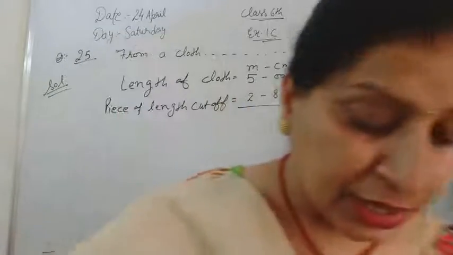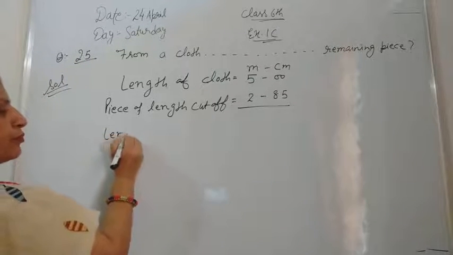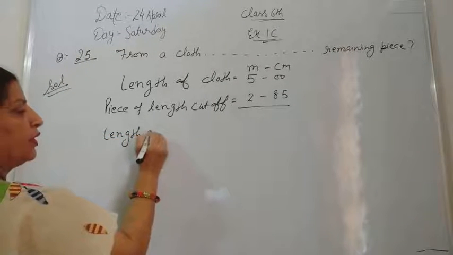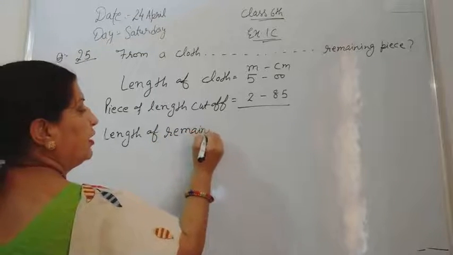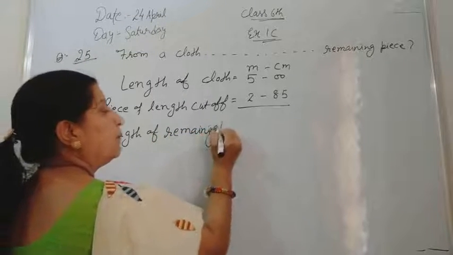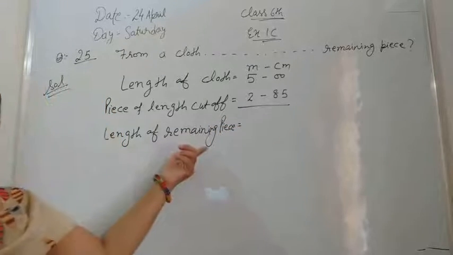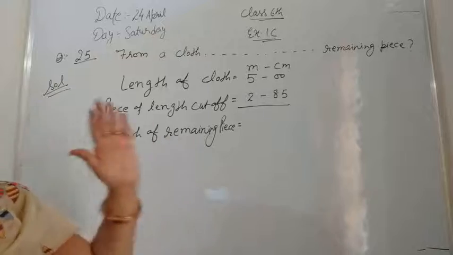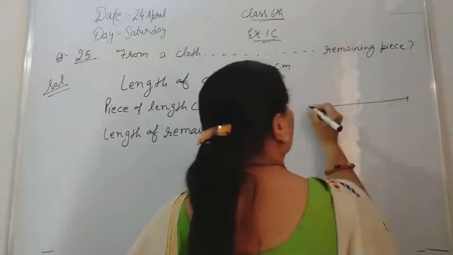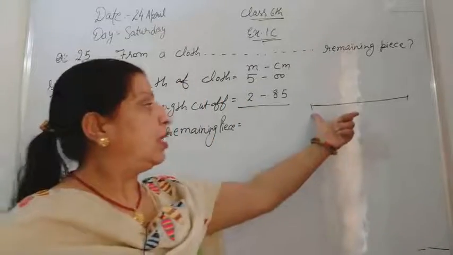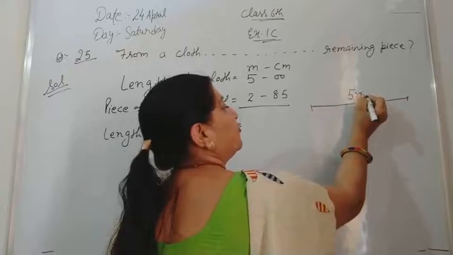length of the remaining piece. What is the meaning of remaining? Remaining means the piece that is left over. Suppose I give you that this is the length of the cloth, and this is equal to 5 meter.